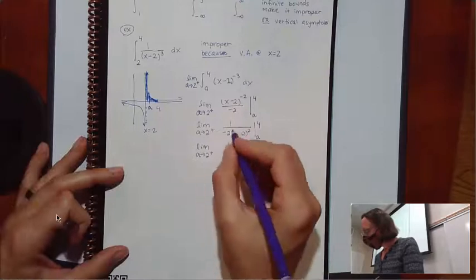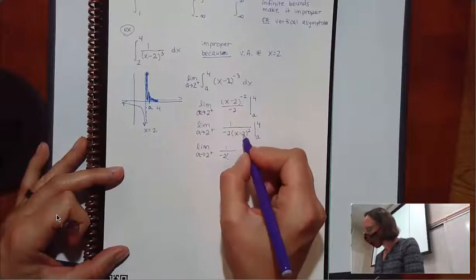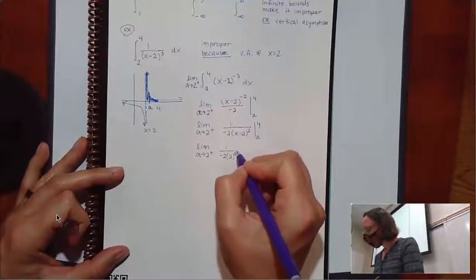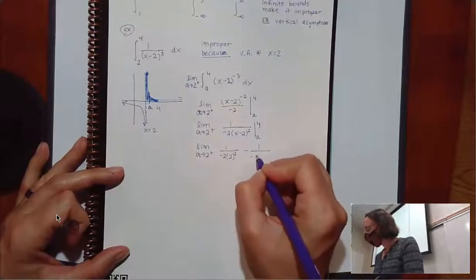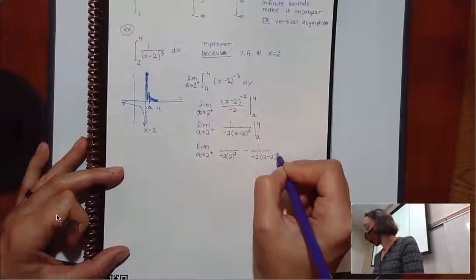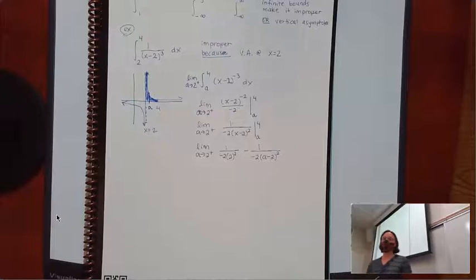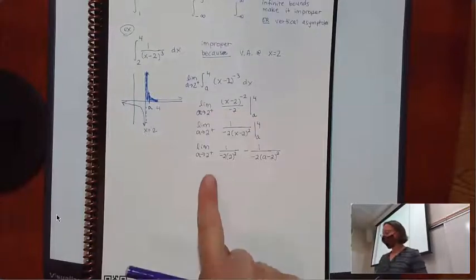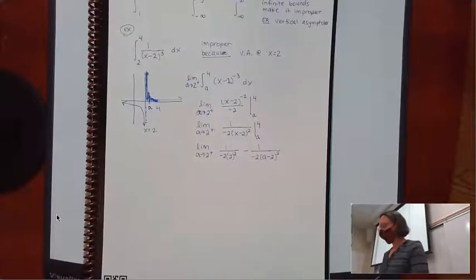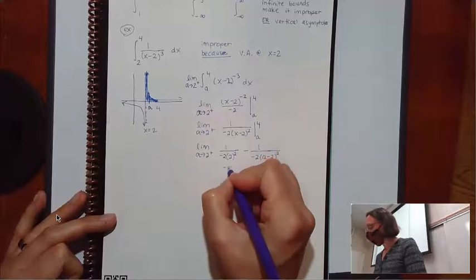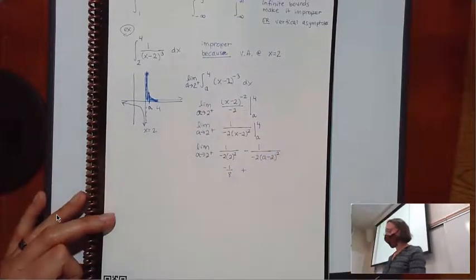If we plug in 4, that's going to be negative 1 over 2 times 4 minus 2, which is 2 squared, minus 1 over negative 2 times a minus 2 squared. Now we're ready to evaluate the limit. There's nowhere to plug the 2 into the first part, so we're done. That piece just is what it is. That looks like negative 1/8. Minus a minus, so I could write that as a plus.